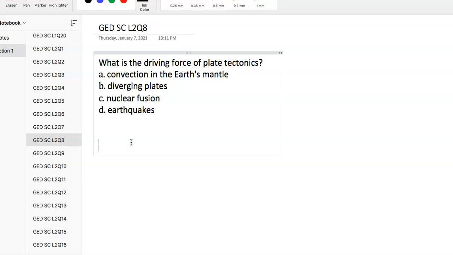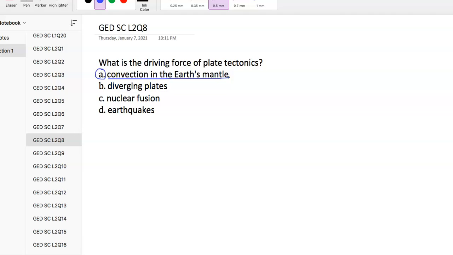Okay, and then we get into some stuff about Earth here. What is the driving force of plate tectonics? There are just some terms here which tend to be pretty common in this test that we want to be familiar with, right? So when we think plate tectonics, that phrase right there, convection in the Earth's mantle, we need to have sort of memorized that term and connected it to plate tectonics. Okay, so convection in the mantle is what drives plate tectonics.